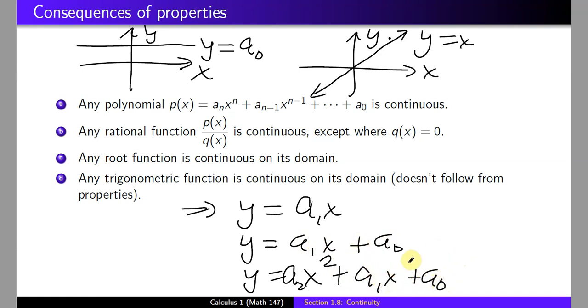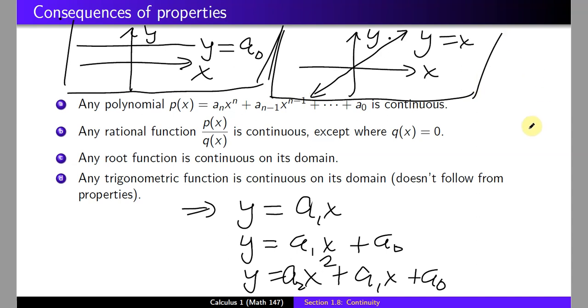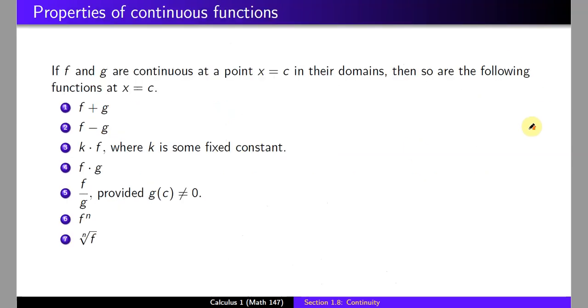And you can just continue going through this process, building up to any polynomial being continuous, only needing to convince yourself and others that these two functions are first continuous, and then using these properties over and over and over. In particular, we're just using 1, 3, and 6.